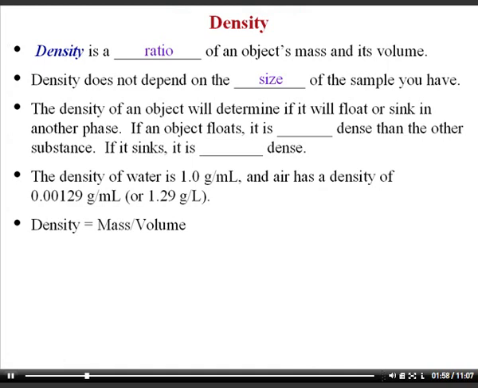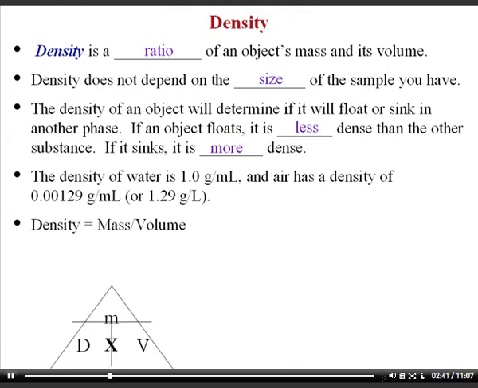Now the density of an object will determine if it will float or sink in another phase. So if the object floats, it's going to be less dense than what you throw it into, and if it sinks, it's going to be more dense than what you put it into. Now usually we put objects into water, or we have gases and we want to see if they float or sink in air. So you need to know these constants. The density of water is 1 gram per milliliter, and the density of air is 1.29 grams per liter. And the reason we have the difference in the volume unit is that with solids and liquids they're usually measured in milliliter volume units, but in gases we have it 1,000 times bigger, which is a liter volume unit. So those are the densities that we compare substances to if we want to see if they float or sink in air or if they float or sink in water.